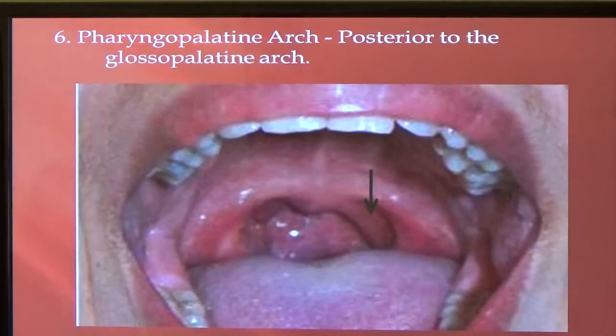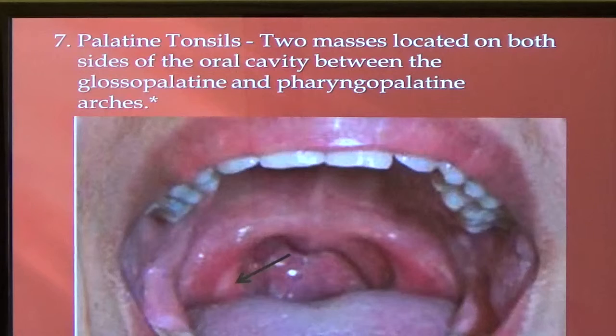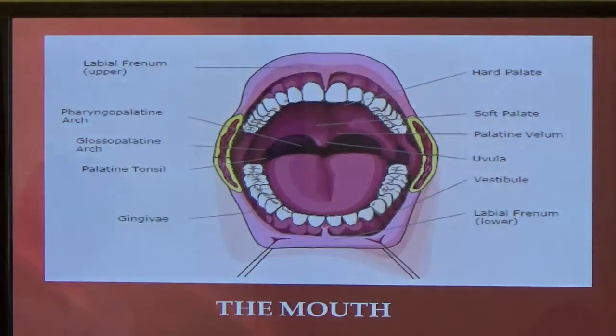Okay, pharyngopalatine arch, posterior to the glossopalatine arch. This is going from the pharynx, pharyngo, to the palate, palatine. So pharyngopalatine arch. And the tonsils, they're called palatine tonsils, although everybody just refers to them as tonsils or adenoids. These guys are on the side, in front of the pharyngopalatine and behind the glossopalatine. You'll see them kind of tucked in there. Sometimes you can't see them really well, but they're tucked in there. And this is the image you guys have.